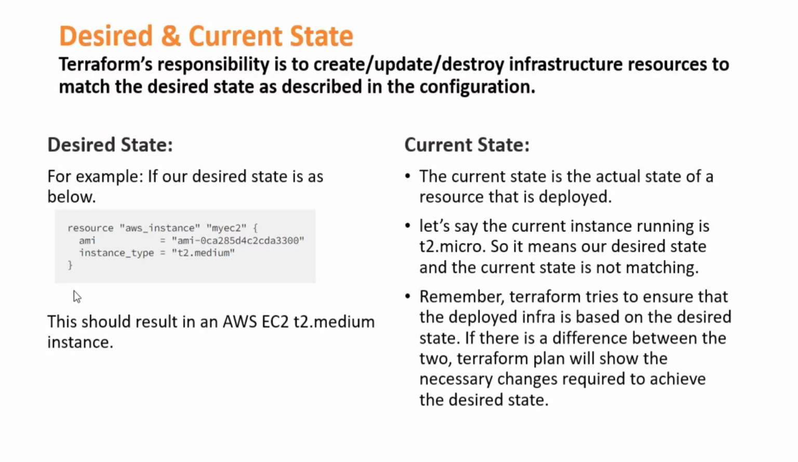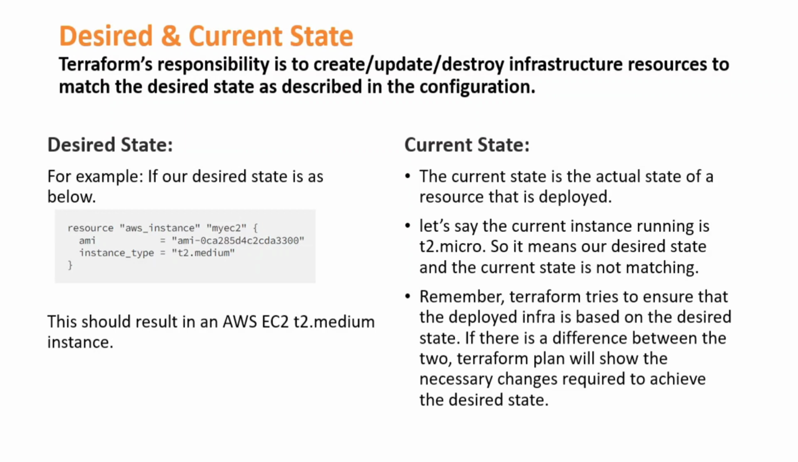For example, you have run the terraform apply command for this particular resource block. It will create a T2.medium instance for you. And for example, another person goes to the AWS portal and changes the instance type from T2.medium to T2.micro. Now the state of the resource has changed. So there is a difference between the desired state and the current state, and as soon as you run the terraform apply command, Terraform will tell you the desired state and current state are not matching.